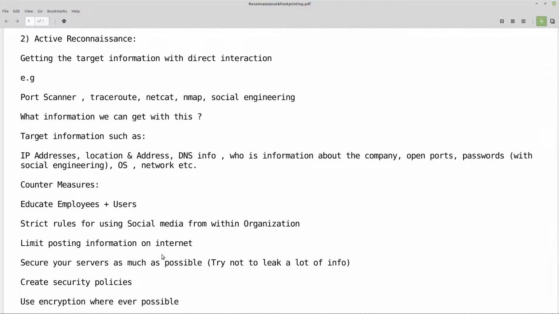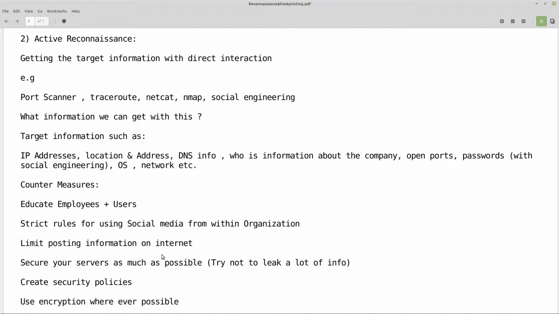Now, about the countermeasures. The first and foremost step is to educate employees and users, and explain to them what kind of attacks they can expect, what active and passive reconnaissance are, and how a stranger can get their information. Tell them not to leak any sensitive information, and if a stranger asks, not to give their passwords and company information.